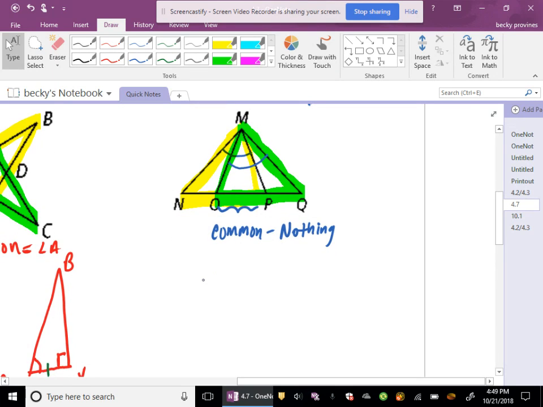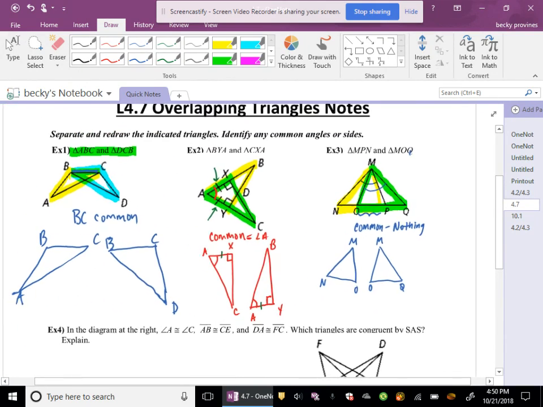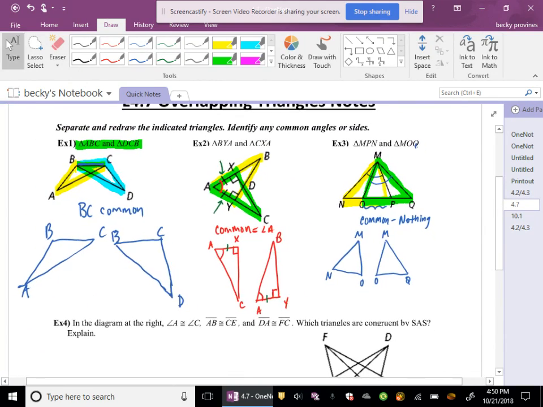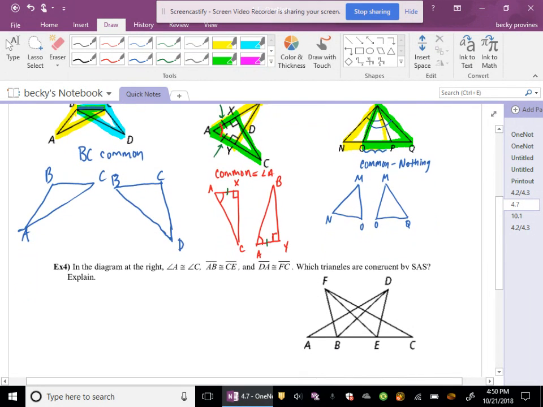Okay, so I'm going to separate and redraw these. So I have M, N, O. I have M, O, Q. All right, and that's all you have to do. So go ahead and make sure you have these down before we move on. Pause the video if you need to.